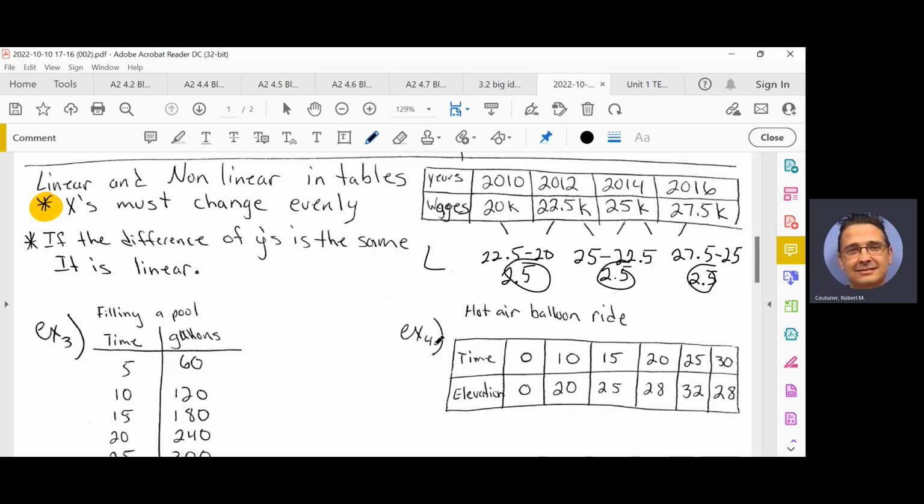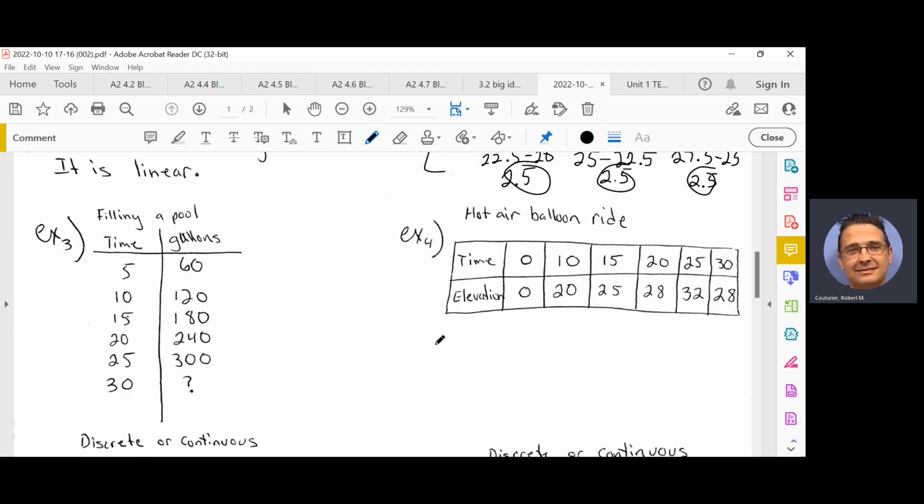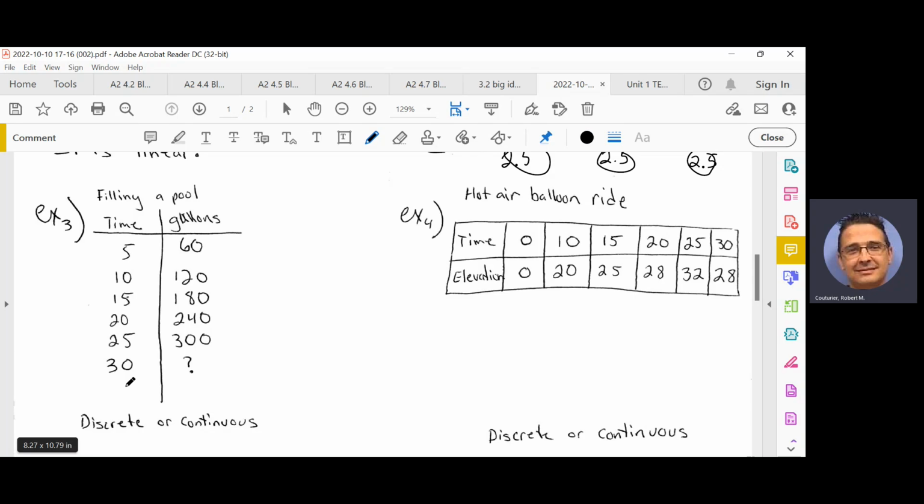Look at our next example. Here's somebody who's filling a swimming pool, right? And let's say they fill the swimming pool. They know that the pool is full after 30 hours of being filled. It should be completely full. They want us to know a couple of things here. We need to, is this graph discrete, continuous? They want to know, well, how much water does the pool actually hold?